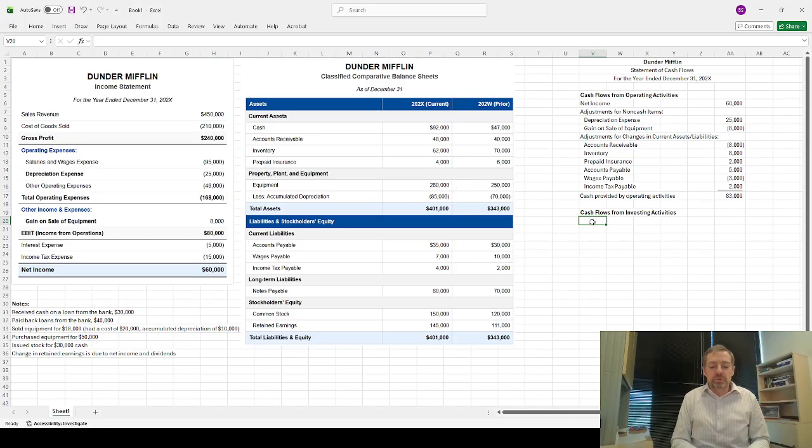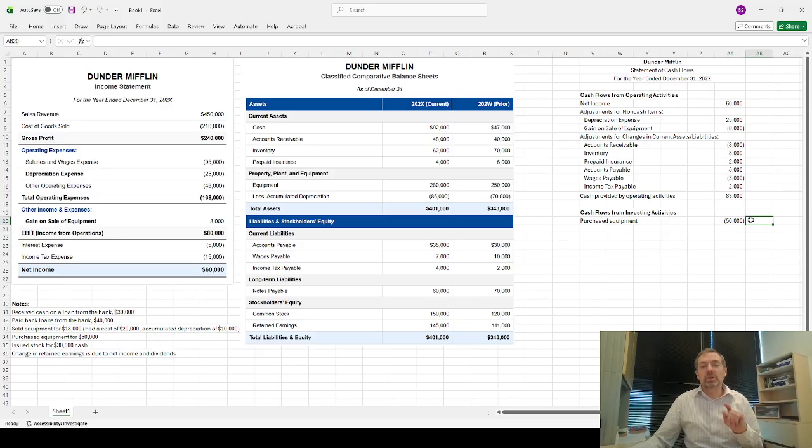So let's say that we purchased equipment. We'll have to look into the notes of the homework problem to find out how much it actually was. And we purchased it for $50,000. And that's a negative since it is a cash outflow.